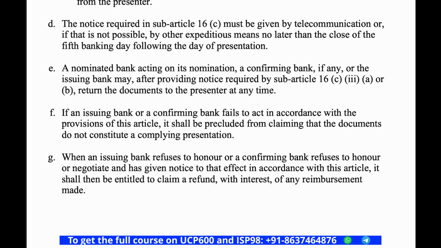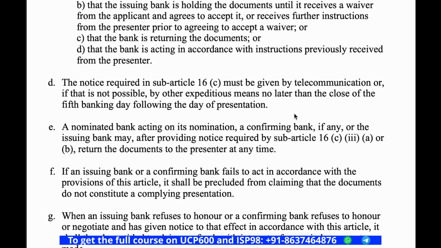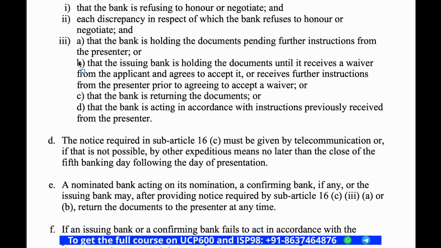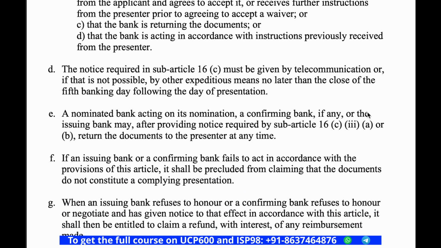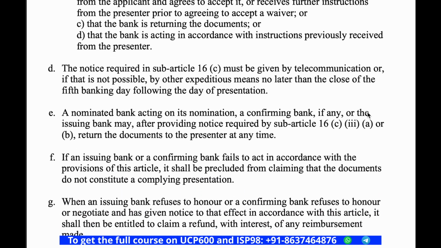This means generally while sending a refusal notice, any bank will give a certain time frame to the applicant to communicate about its waiver of discrepancies or the presenter to notify about its further instructions. And this is the case with article 16(3)(a) and B only, because in other two cases the bank is simply returning the documents or acting based on the previously received instructions, right? So if the bank which sent the notice has not received any such expected response within the mentioned time frame, it can return the documents any time after the end of that time frame. The responsibility of that bank with respect to that credit will end from that point of time, right?